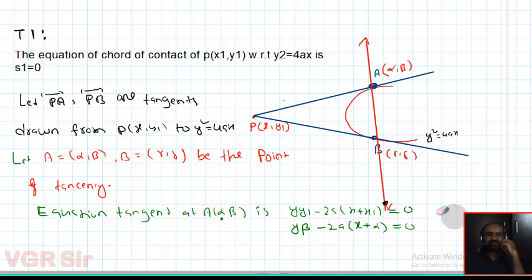So I don't want to take it as is. Do one thing. But this line is passing through P (x1, y1). So now instead of y I can write y1, instead of x I can write x1. So I will write on the next page. What is that? y1 beta minus 2a times (x1 plus alpha) equal to 0, and now I can say this is 1.